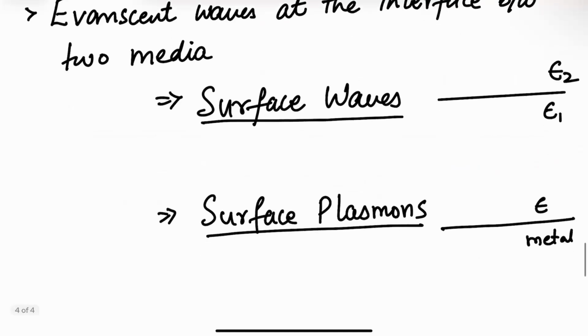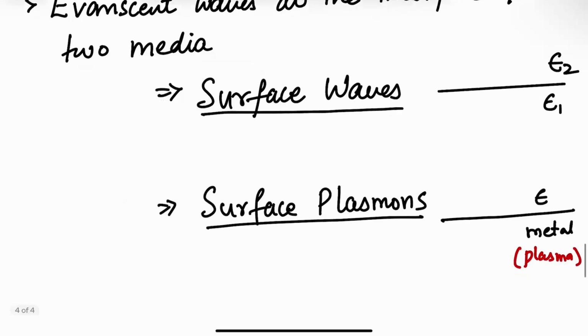Okay, so surface plasmons are basically nothing but evanescent waves or surface waves that propagate at the interface between a metal and a dielectric. The reason it's called plasmon is because metal behaves like a plasma. We haven't discussed plasmas yet, but essentially it's a medium which has free carriers. Metal obviously has free carriers because it has free electrons, so it behaves like a plasma. Essentially, for a plasma, epsilon is less than 0.